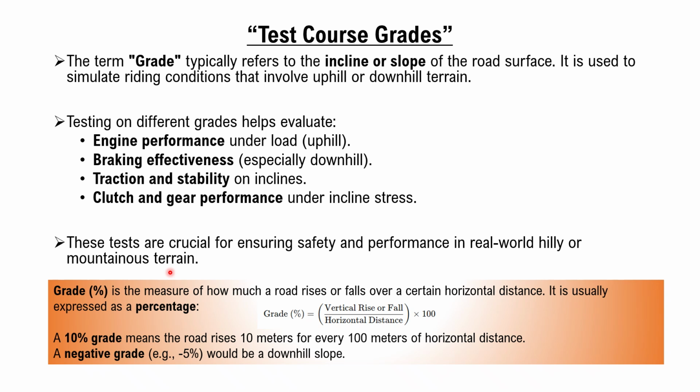How are the grades measured? A grade is measured in terms of percentage, that is, the measure of how much a road rises or falls over a certain horizontal distance. It is usually expressed as grade percent, which is equal to vertical rise or fall divided by horizontal distance into 100. A 10% grade means 10 meter rise for every 100 meters of horizontal distance, while a negative grade means downhill slope, for example, minus 5%.